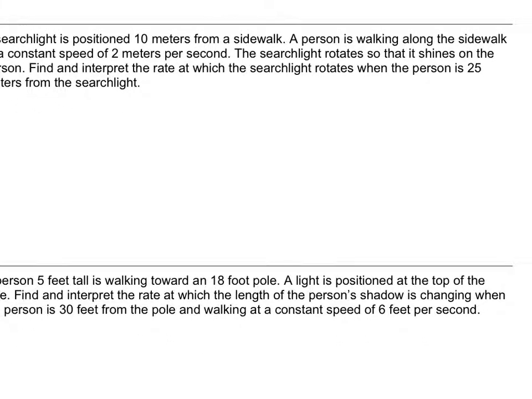All right, a searchlight is positioned 10 meters from a sidewalk. And really the reason I think people get jammed up on this one is because they can't visualize the situation. So I'll draw the diagram for you, it should help. A person is walking along the sidewalk at a constant speed of 2 meters per second. The searchlight rotates so that it shines on the person. Find and interpret the rate at which the searchlight rotates when the person is 25 meters from the searchlight.